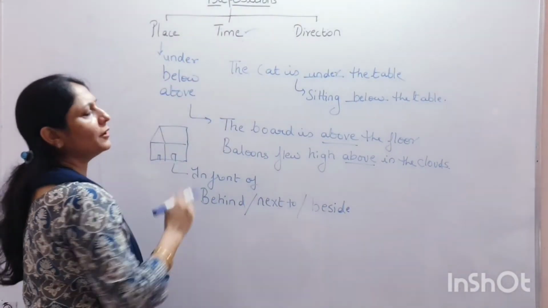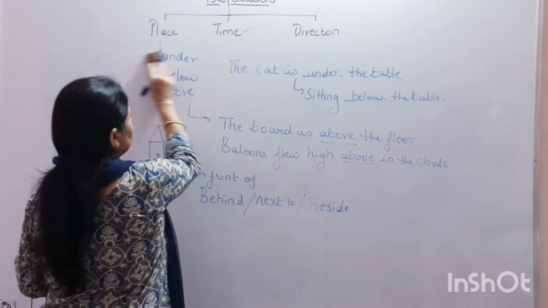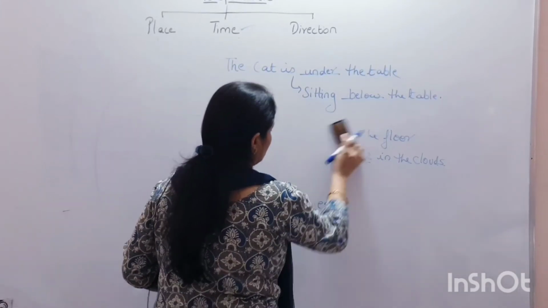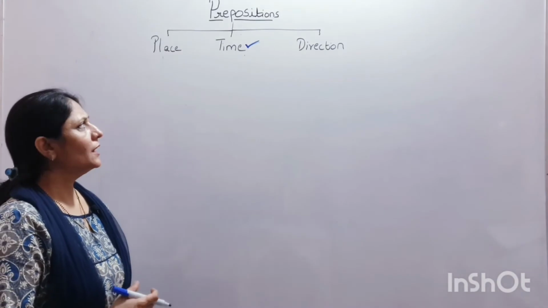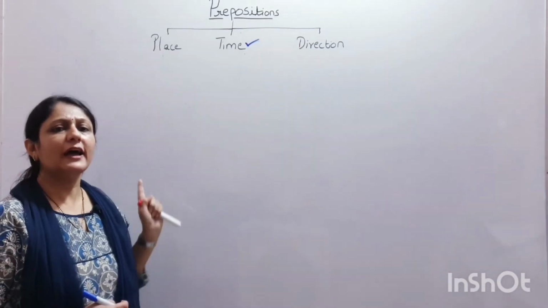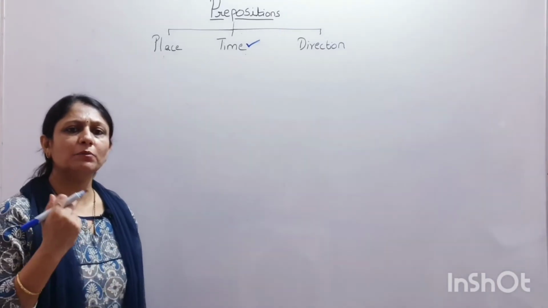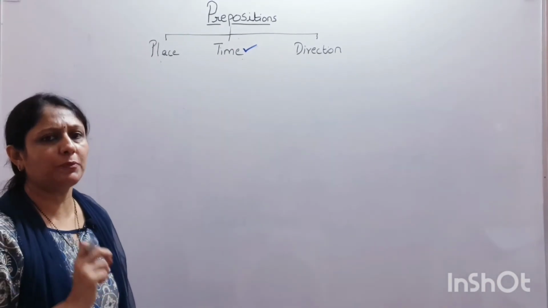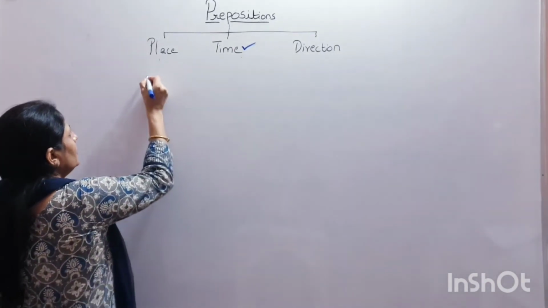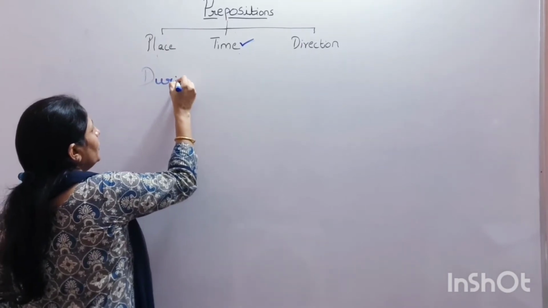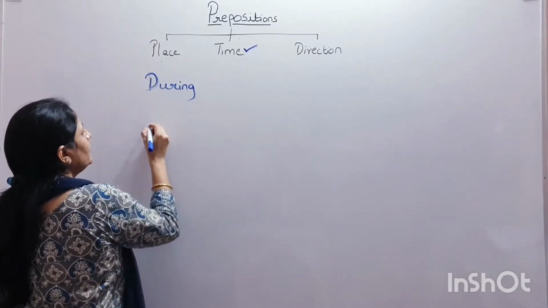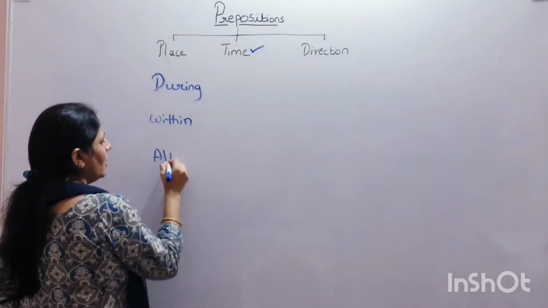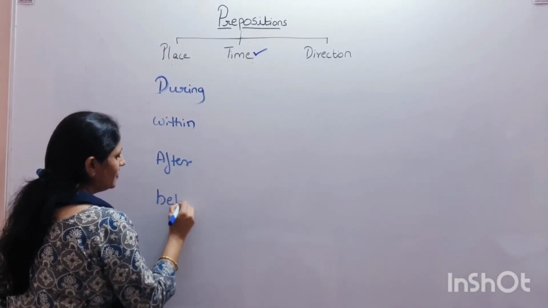Okay, now we'll talk about some more prepositions of time. Now, after in, on, at, as time, we will see some more prepositions which refer to the time. The most commonly used prepositions with reference to the time are during, within, after, and then before.